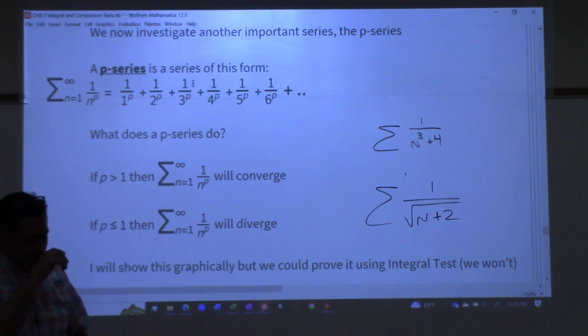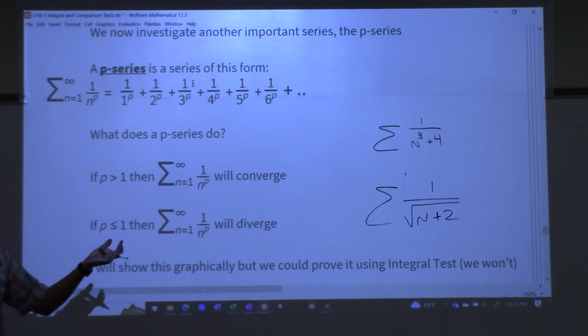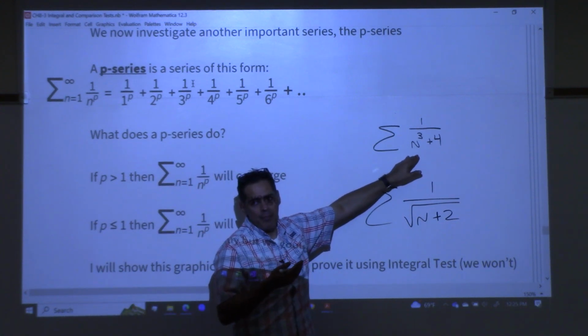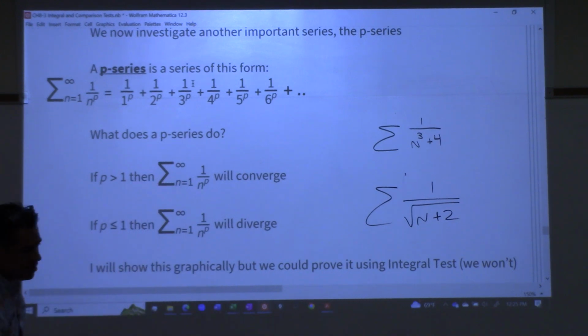But we're going to have a test. It's called the comparison test. And it's going to be easy because what we're going to do is compare that to what we think it really looks like, right? Like this really looks like a p series with p equal 3. So I'm going to compare it to that. I haven't shown you how to do that yet, but it's the next test.